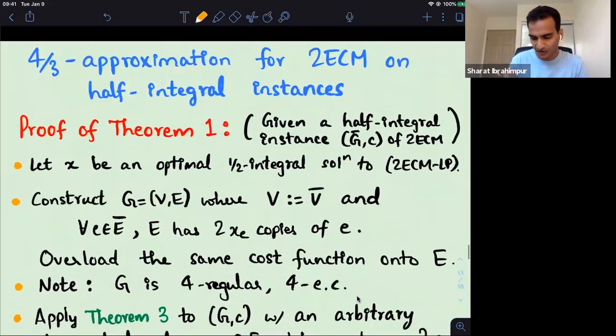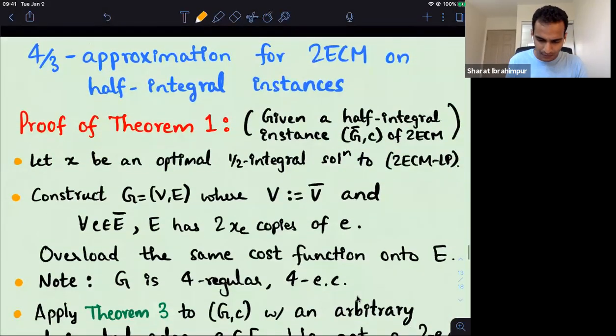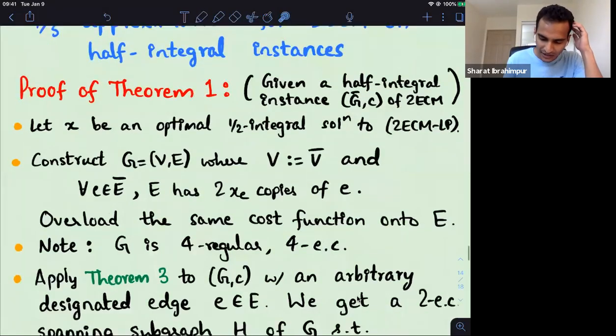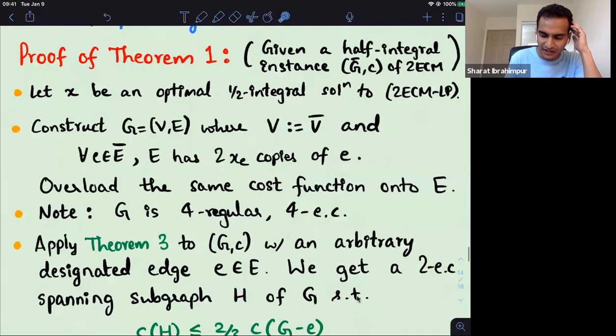Let me just, on this last slide, give a formal proof of theorem 3, the 4/3 approximation algorithm that we claimed in theorem 1 for 2 ECM on half integral instances. So in this, we are given a half integral instance of 2 ECM, which means we are also given an optimal half integral solution to this LP, the same subtour LP or the 2 ECM LP.